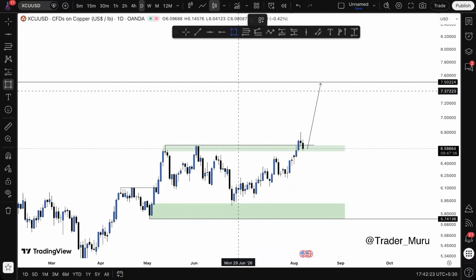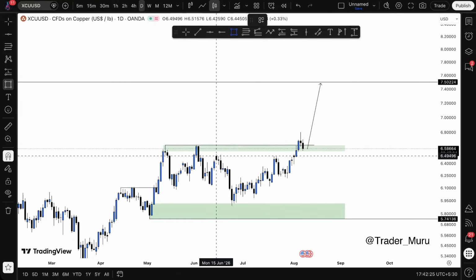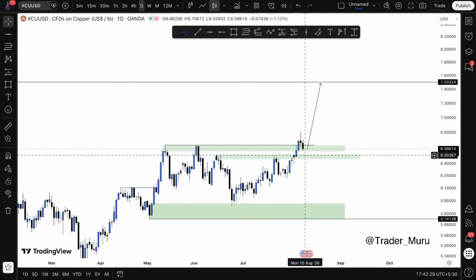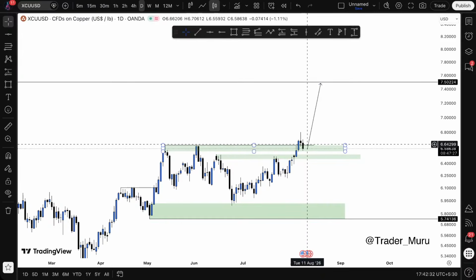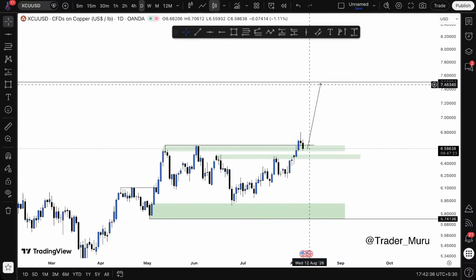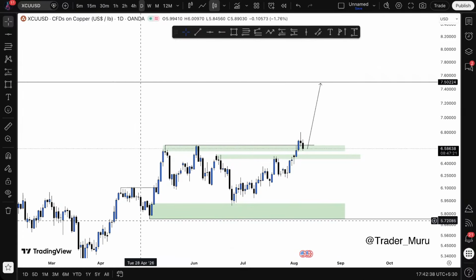Max possible week in NFP is here. Test here, pump again, close above this green zone, then you can watch for a buy in copper. Target will be 7.5. So this NFP will not be like last time. Last time we saw a 600 pip pump. This time it will go both ways.